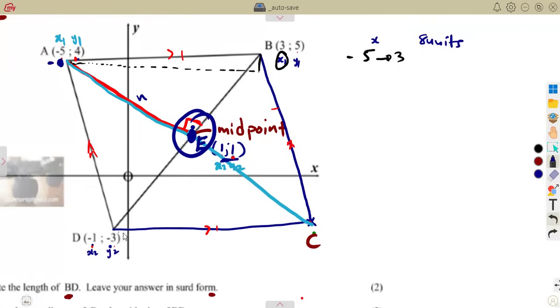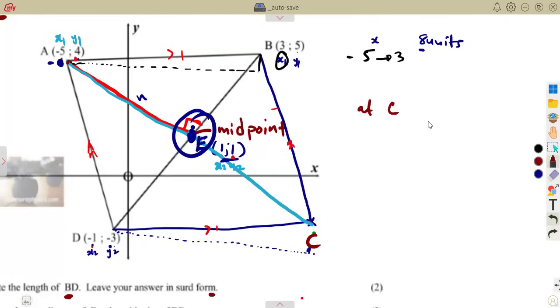Horizontally, you are supposed to move 8 units horizontally up to the corresponding point, which corresponds directly to C. You must move 8 units horizontally, so you just add, like what happened here: -5 plus 8, you get 3. So if you do the same thing on the X value, we are supposed to obtain the same now for C.